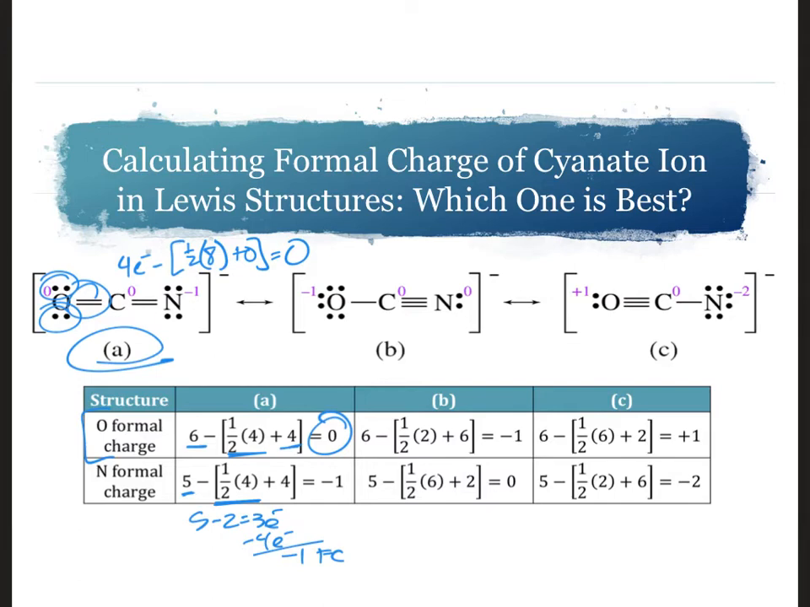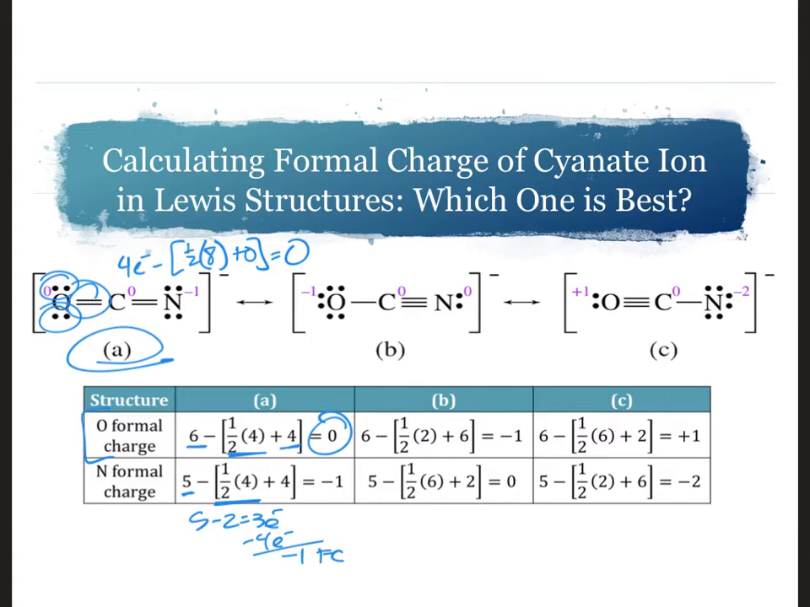Reviewing the results of our calculations, we see that structure C has higher formal charge and has negative formal charge on nitrogen rather than oxygen. It is the least likely structure. Both structures A and B have low formal charge, but structure B places the negative formal charge on oxygen, which is more electronegative than nitrogen. Therefore, structure B most closely resembles the true structure of cyanate ion.